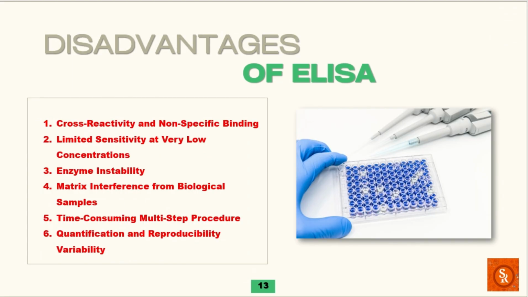It is widely applicable in clinical and research fields. The disadvantages of ELISA are cross-reactivity and non-specific binding. It may bind to the well of the microtiter plate, and it has limited sensitivity at very low concentrations, so we cannot detect how much analyte or antigen is present in the sample. Enzyme instability over time, as it may degrade, so the specific sensitivity of the technique may be lost. Then matrix interference from the biological sample, a time-consuming and multi-step procedure, and variability in quantification and reproducibility.